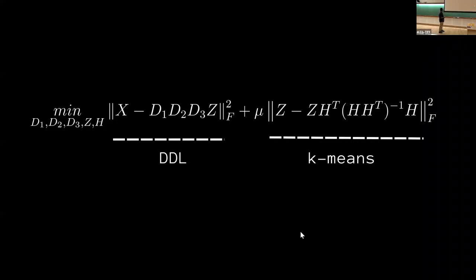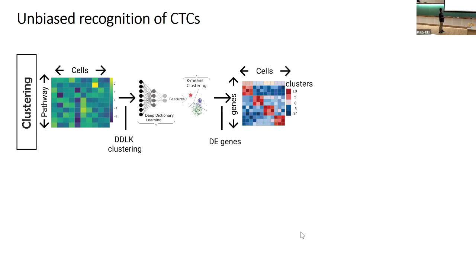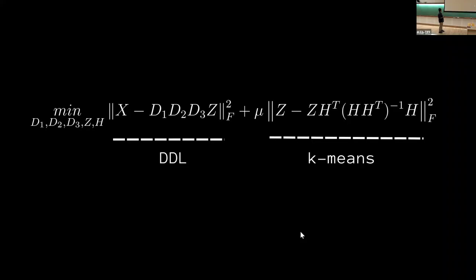You can check it out. I will share it with you too. Unbiased recognition of circulating tumor cells is what we wanted, and that's a multi-step process. So this is a complicated equation.